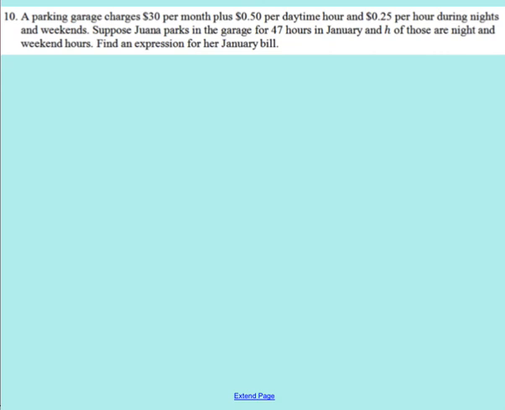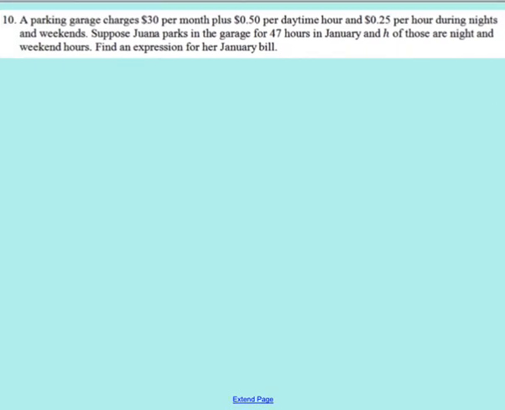I want you to see if you guys can use a similar process for number 10 when talking about that parking garage. So I want you to go ahead and try number 10 on your own.